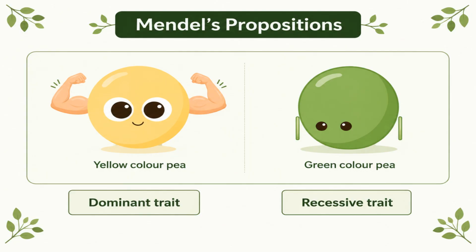Similarly, Mendel studied 7 pairs of contrasting characters in pea plants. In every pair, one trait behaved as dominant, and the other behaved as recessive. Let us see these 7 contrasting characters one by one.